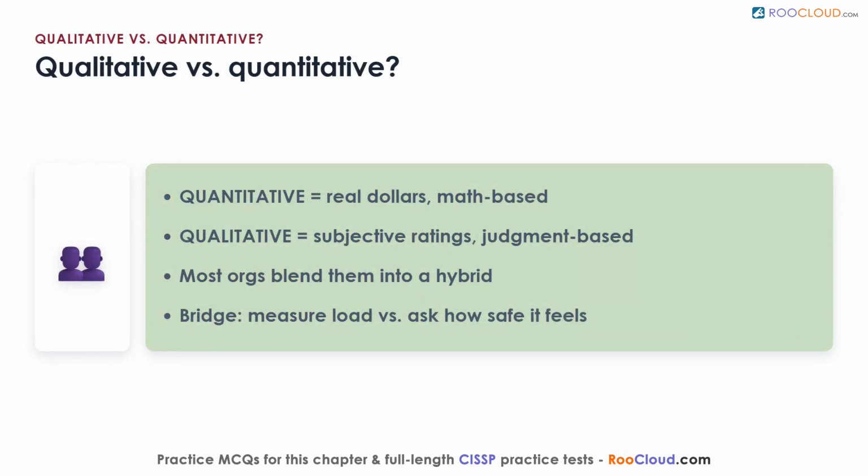How do qualitative and quantitative analysis differ? By whether they use numbers or judgment. Quantitative analysis assigns real dollar figures through mathematical calculation, producing hard values for loss and countermeasure cost. Qualitative analysis assigns subjective ratings based on perception, experience, and intuition. Neither alone gives the full picture, so most organizations blend them into a hybrid. Picture two ways to judge a risky bridge. One measures the exact load it can bear, the other asks seasoned engineers how safe it feels. You want both answers before you cross.